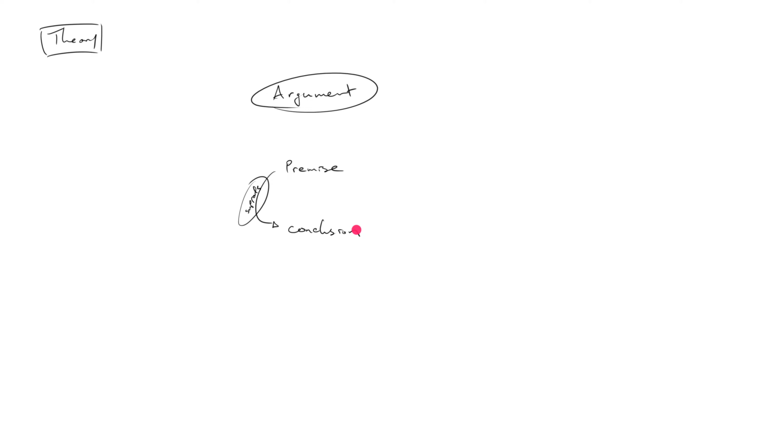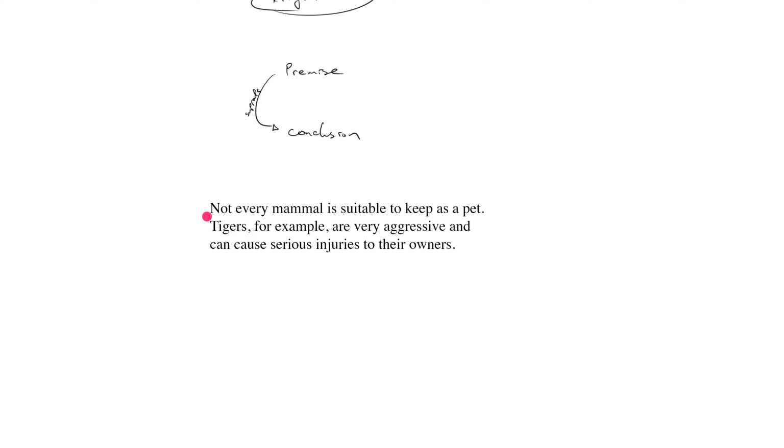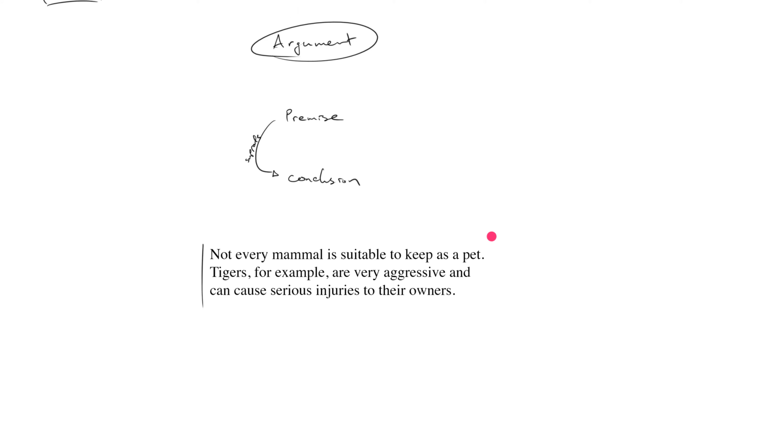It's a relationship. Let's now turn to a real example here, a set of words that I want you to think about in light of this definition of argument. Do these two sentences comprise an argument? Not every mammal is suitable to keep as a pet. Tigers, for example, are very aggressive and can cause serious injuries to their owners. How do you answer this question? Am I looking at an argument?